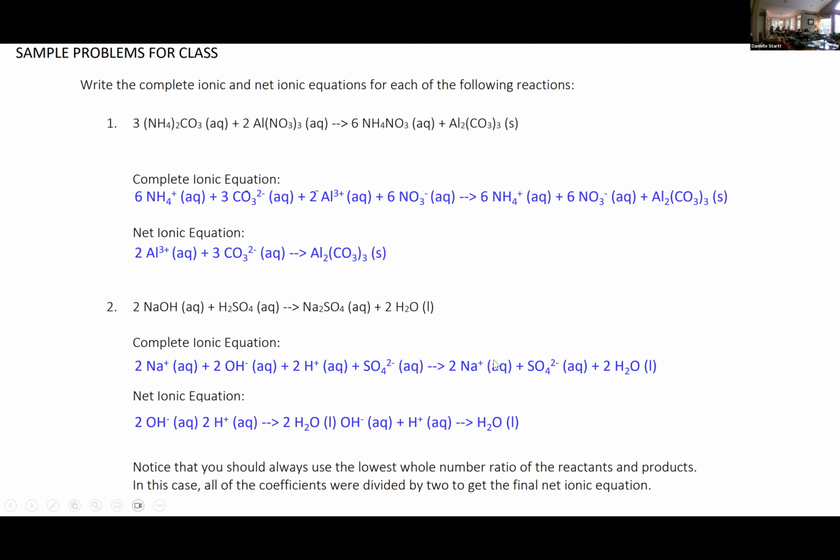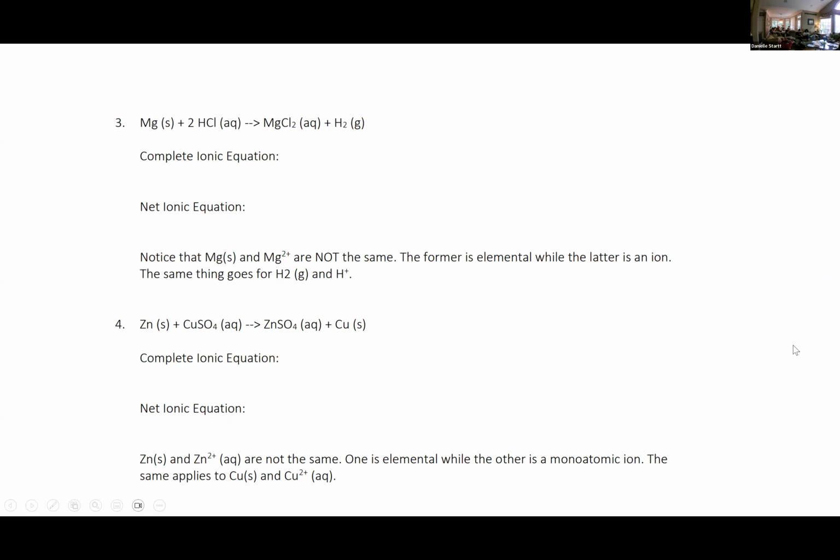Sodium on both sides, he can go away. Sulfate on both sides, he can go away. So we had hydroxide and hydrogen, which gave us water. And then you get some of these dissociated and then water on its own. All right, cool. Try another one.